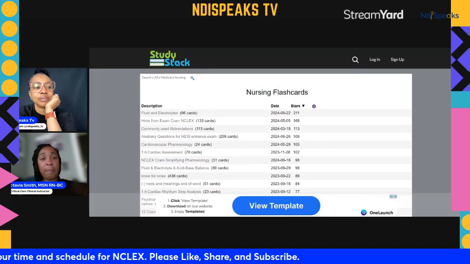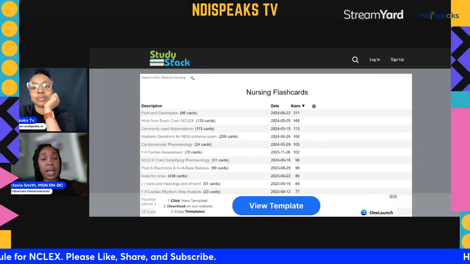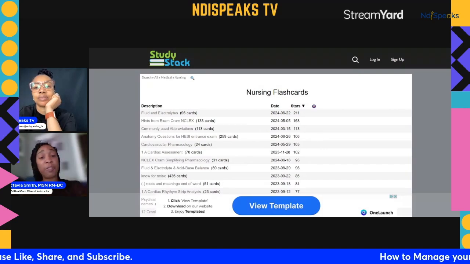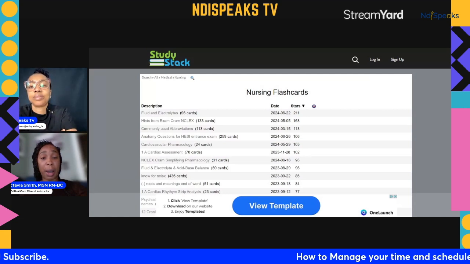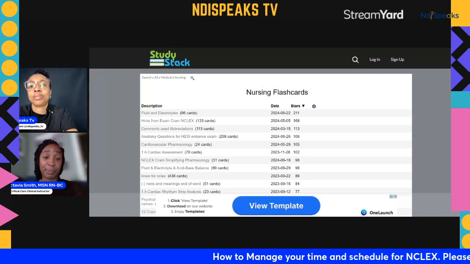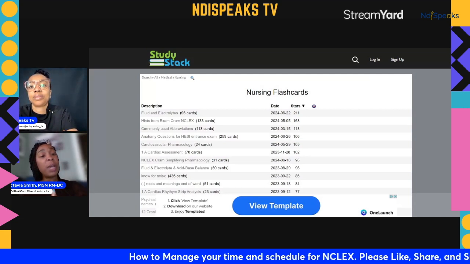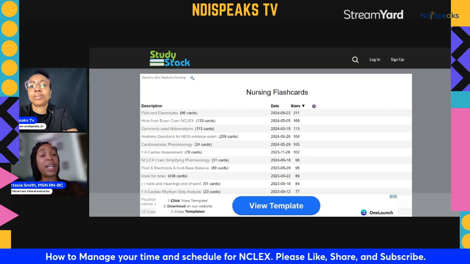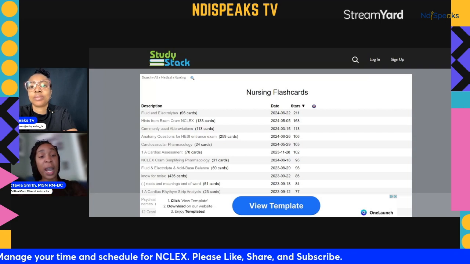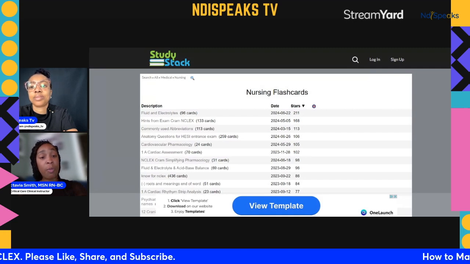So this is going to be your study stack. This is those nursing flashcards that I was talking to you guys about. They're already created, so you don't have to spend time creating these flashcards. They're already done for you. And as you can see, it has some NCLEX exam questions in there for pharmacology.